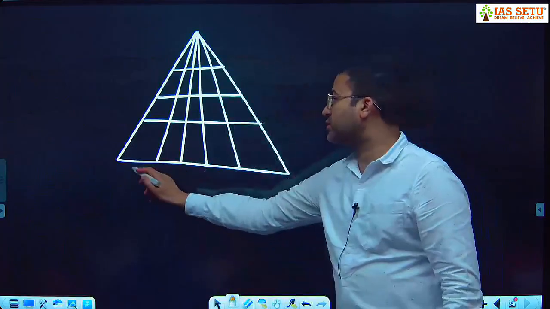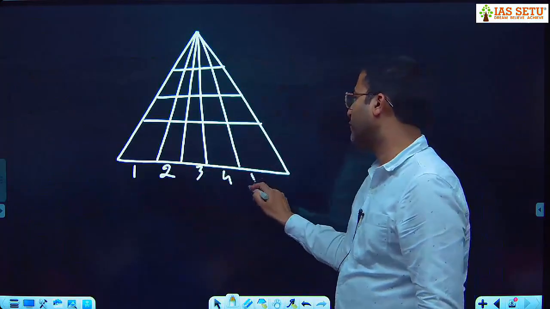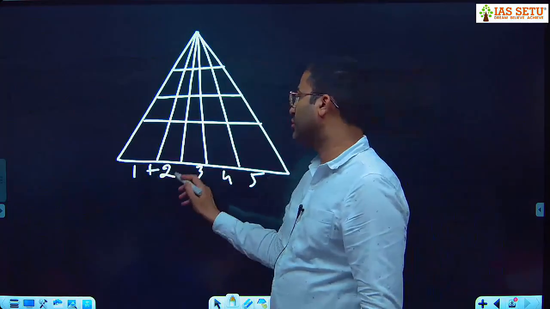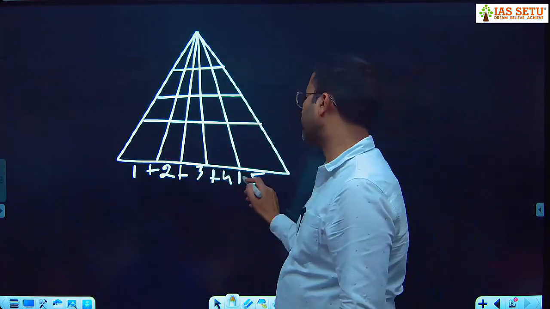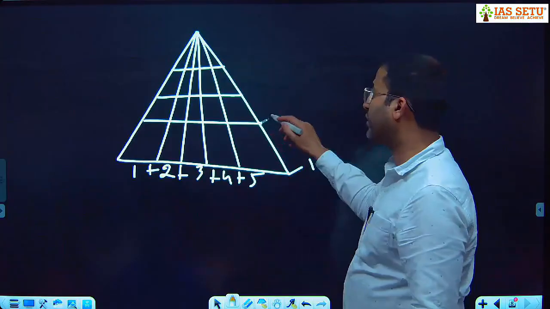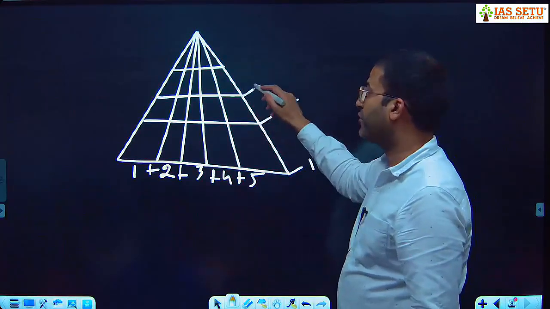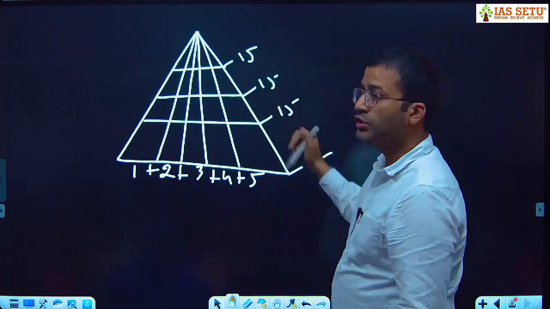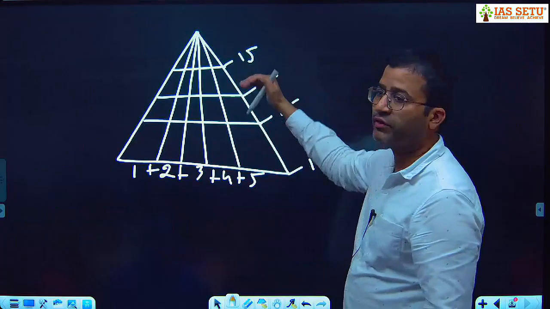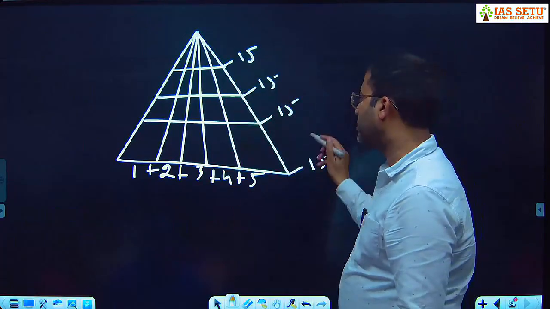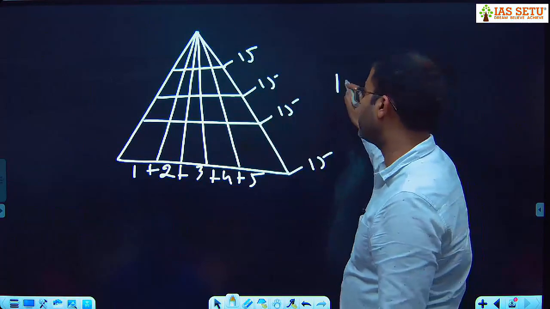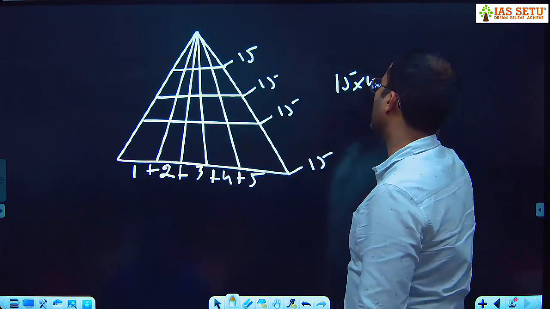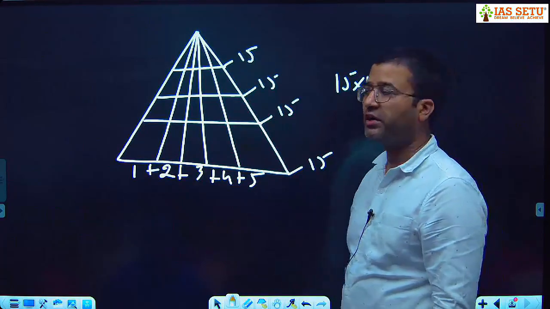So here this is 1, 2, 3, 4, 5. So it is 1 plus 2 is 3, 6, 10, 15. So here we have 15 triangles. At this base also 15, 15, 15. So you can say 15 plus 15 plus 15 plus 15 is 60, or 15 into 4. There are 4 bases. 15 into 4, we have total 60 triangles in the given figure.